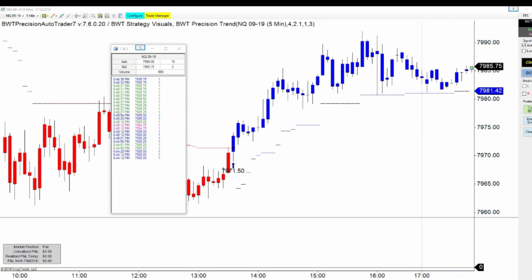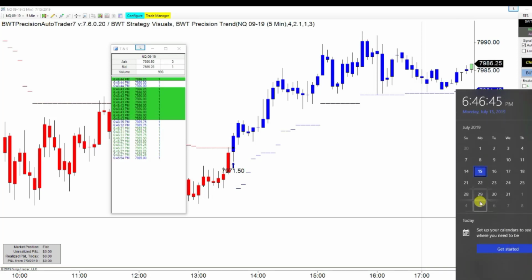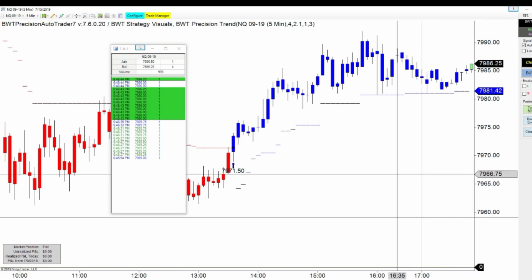So I think the way Randy does it is he's showing the time and sales and the computer clock. Computer clock, so yeah, 6:46. This is Eastern time, 46 minutes after Globex Open.